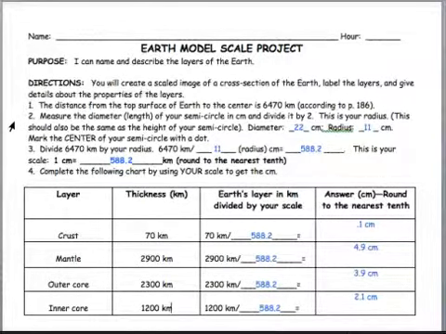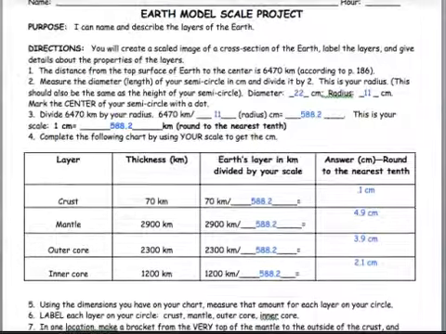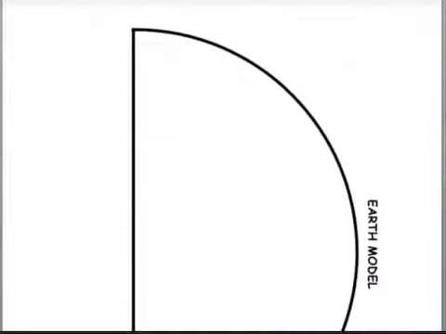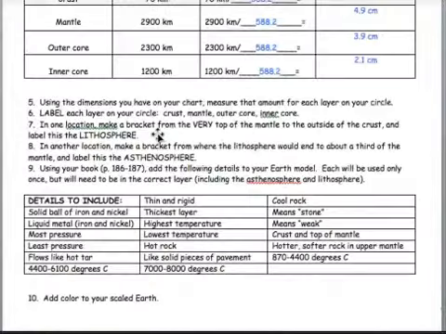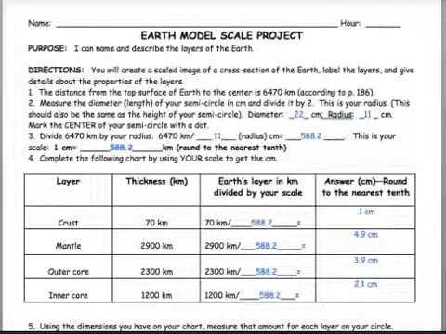Number 2 says measure the diameter or length of your semicircle in centimeters and divide it by 2. This is your radius. This should also be the same as the height of your semicircle. So what I did was I measured this distance right here, which is the diameter of my semicircle. It was 22 centimeters, so I plugged that in right here. You'll need to do that too. Half of that is the radius, which is 11 centimeters.